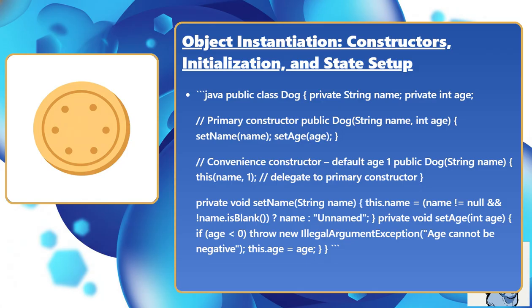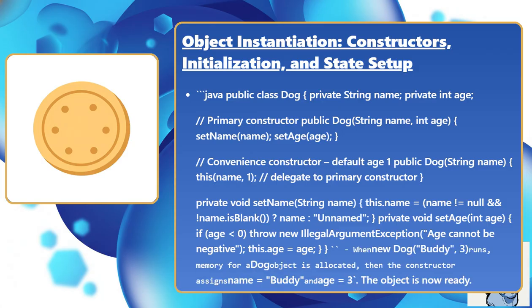The setName method assigns this.name to the provided name if it is not null and not blank, otherwise to the literal "unnamed". The setAge method throws an IllegalArgumentException if the age is negative, otherwise assigns this.age to the provided age. When new Dog("Buddy", 3) runs, memory for a Dog object is allocated, then the constructor assigns name Buddy and age 3. The object is now ready.